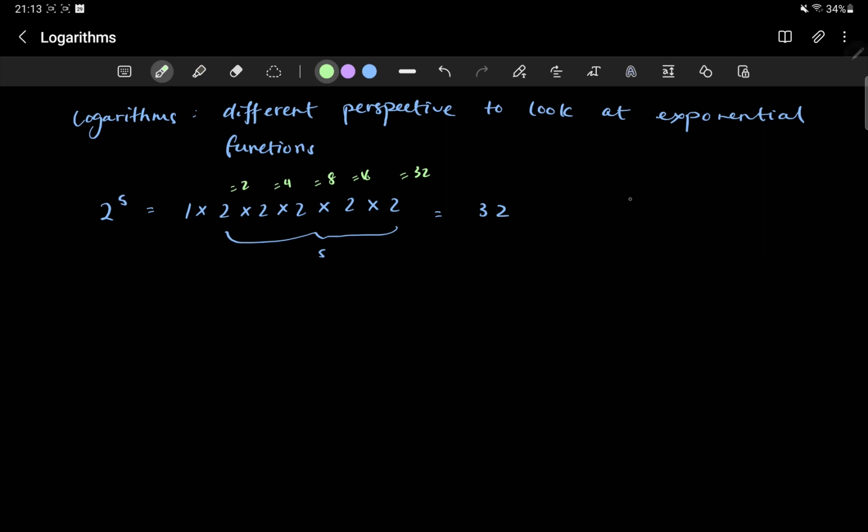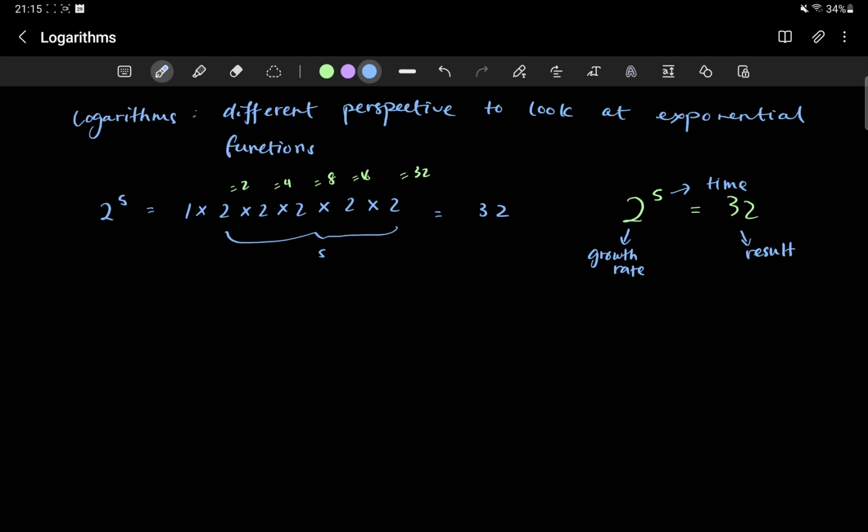So if we look at this expression, the base 2 is kind of like our growth rate, in the sense that it is growing in multiples of 2 per step, right? And 5 is how many steps, or how many times, we allow this number to grow. And then we get 32, which is our result. Basically, the number has grown 5 times to become 32.